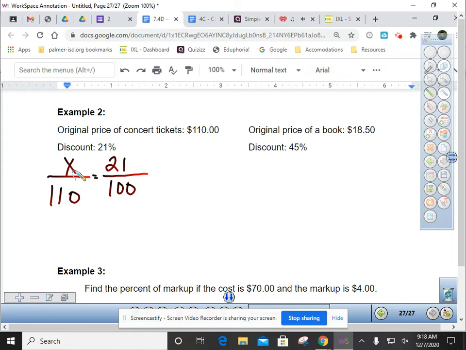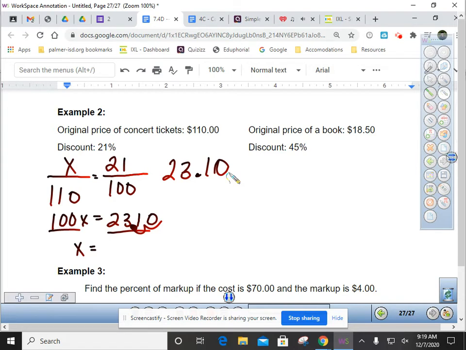I got 100x equals 2,310. Now we do what? Divide by 100. And what's our trick to do that? Move it 2 places to the left. How much is the discount? $23.10. Does that make sense for a 21% off of 110? Yes. And if I said the new price, you would subtract. Good.